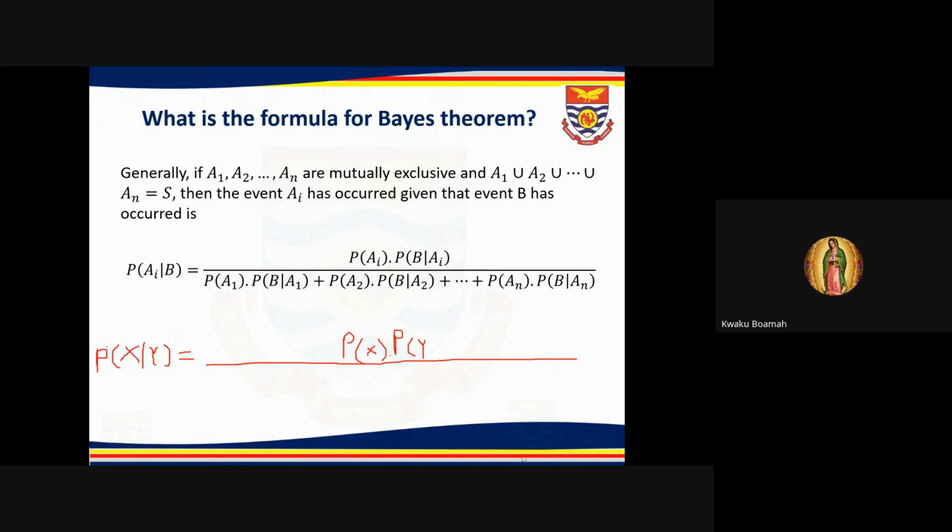I said the probability of X given that Y had already occurred is equal to the probability of S times the probability of Y given that S has occurred, all over the probability of X times the probability of Y given that X has already occurred plus the probability of X not occurring times the probability of Y given that X has not occurred. Okay, that's great.